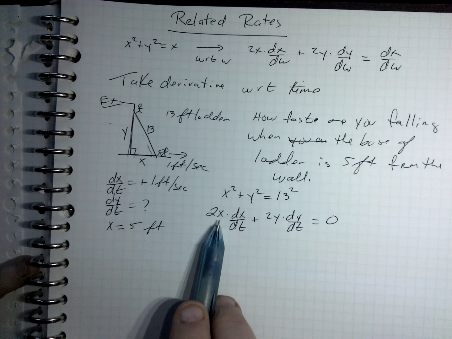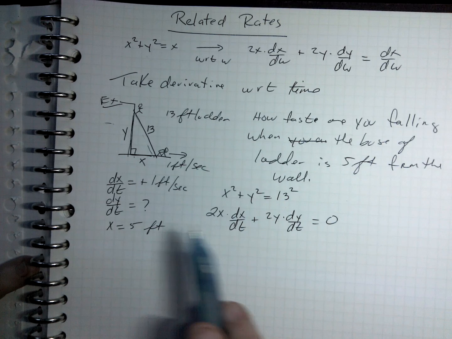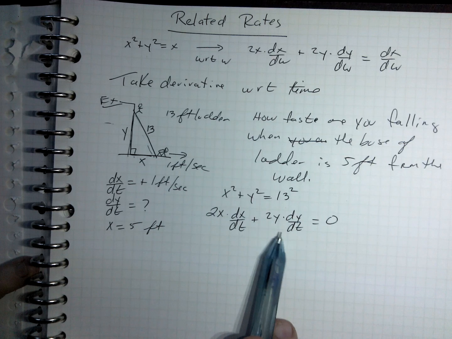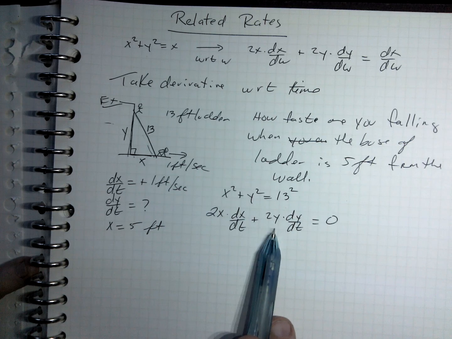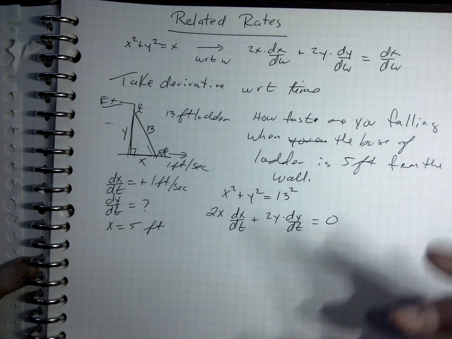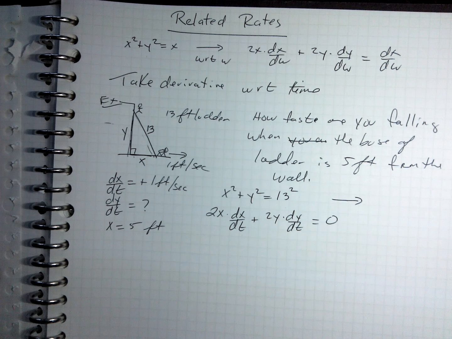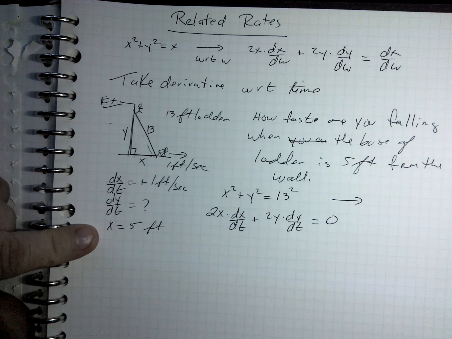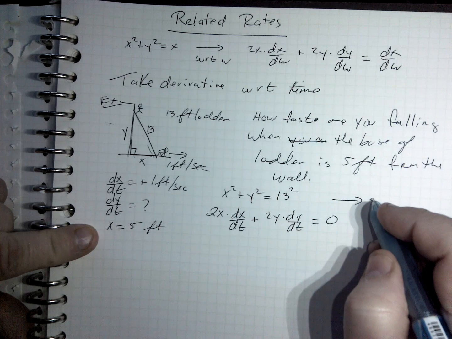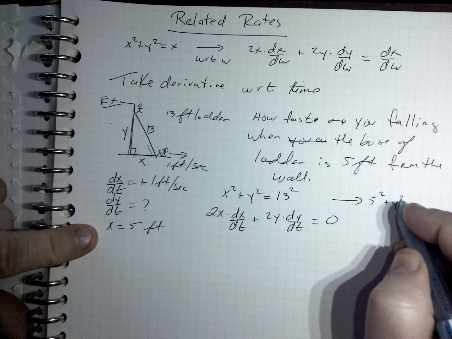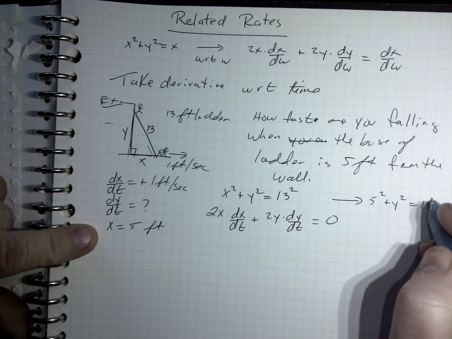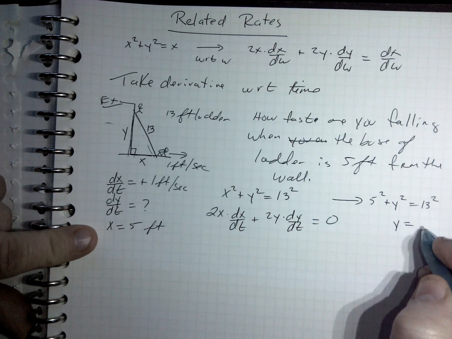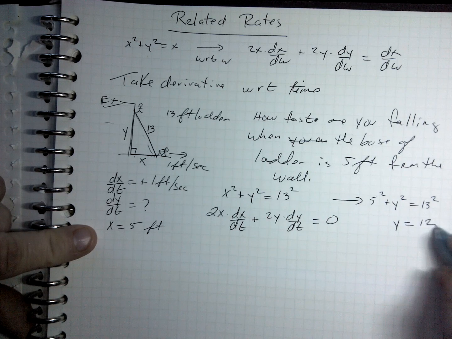So let's see, I know what x is, that's 5. I know what dx/dt is, that's 1. dy/dt is what I'm looking for, and I don't know what y is. I need to know what that is to figure this out. So I'm going to go back to the original equation. I know that at the point I care about, x is equal to 5. So that means I've got 5 squared plus y squared is equal to 13 squared. When you solve for y, it's a Pythagorean triple, I already knew this, you get y is equal to 12.